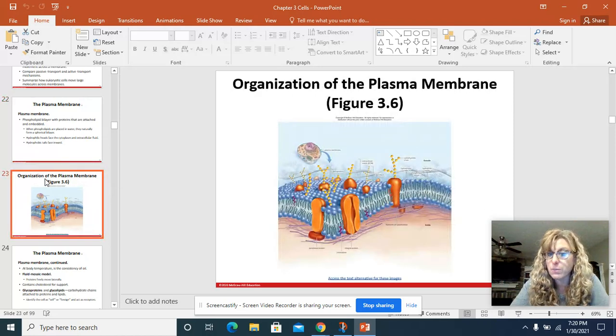So here's a cute little picture of the plasma membrane. If you were in a biology class of mine, we would illustrate this and draw it out and label everything. But as it is online, we just take our little online class and move along. So this is a picture of it.